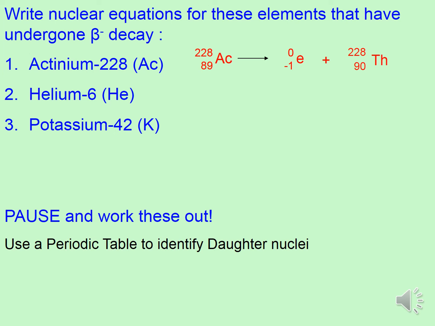So looking at these, we have actinium. Because it undergoes beta minus decay, the atomic number will increase by 1 and the mass number will stay the same. So we have thorium for that one. Helium, again, the atomic number increases by 1, so we get lithium and the mass number stays the same. And potassium-42, atomic number increases by 1, so we get calcium and still 42 with our beta minus particle emitted.